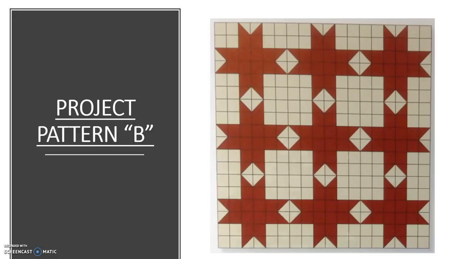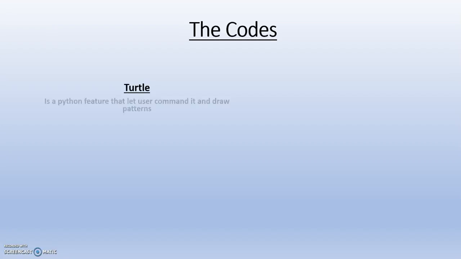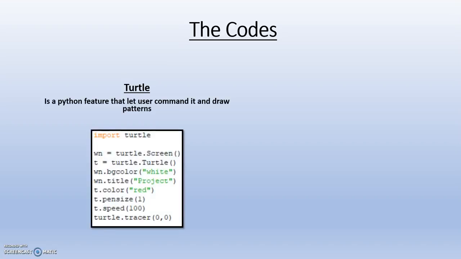For this project, I picked pattern B, which is this pattern right here. Basically, we have to make this pattern and make a 4x4 of this pattern. And for the code, we have to use turtle, which is a Python feature that lets a user command it and draw patterns. That's an example of the code for turtle.